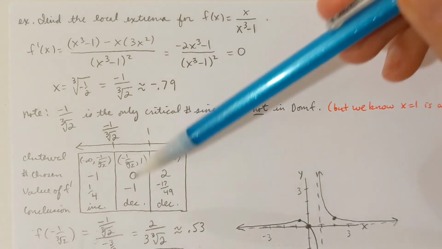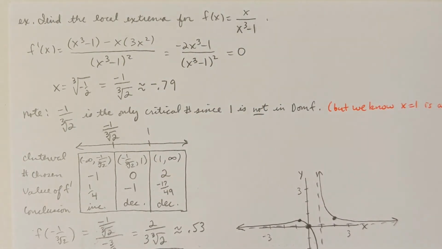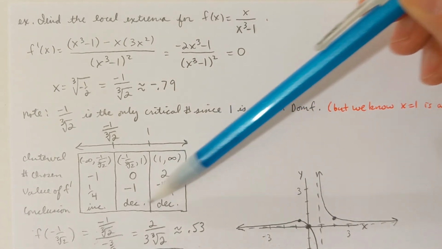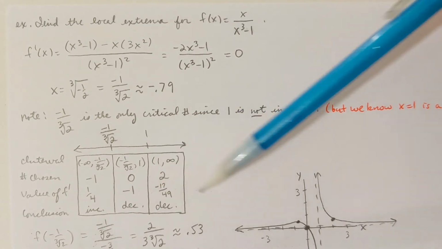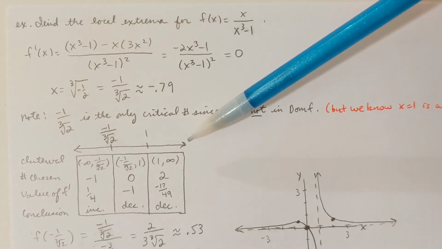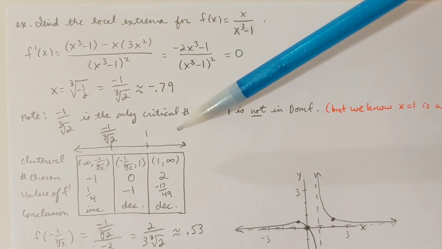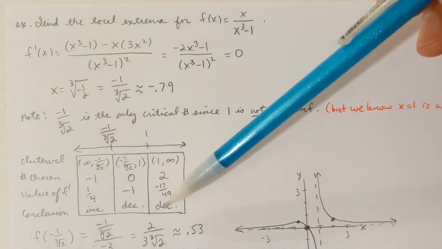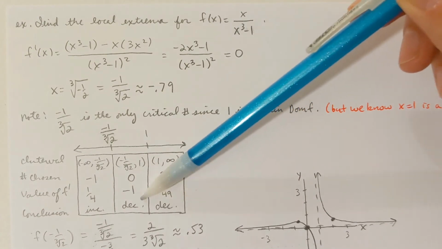All right, now some students won't do that, and that's a mistake because it could lead to incorrect conclusions here as far as increasing and decreasing. Okay, so I'd want to make sure I include 1 on the number line also, because although I don't have a local min or a local max at 1, I've got a vertical asymptote, I still like to know what's happening around 1, whether we're increasing or decreasing.